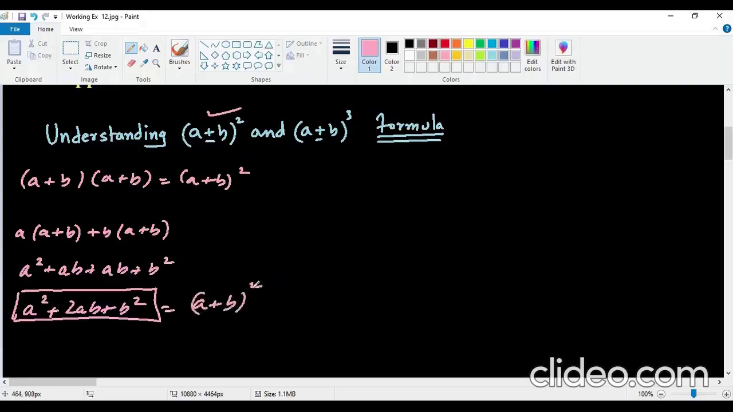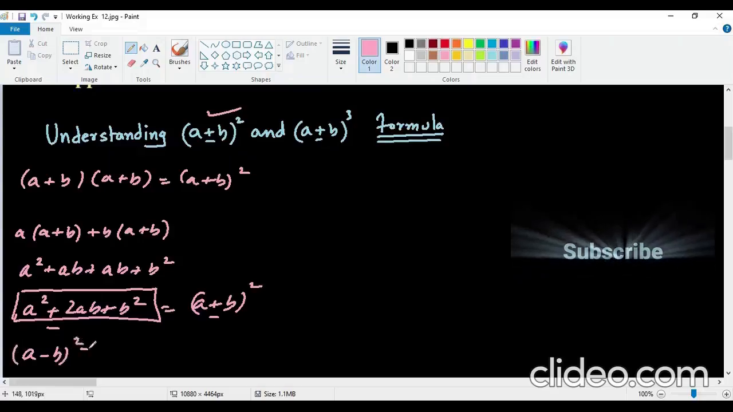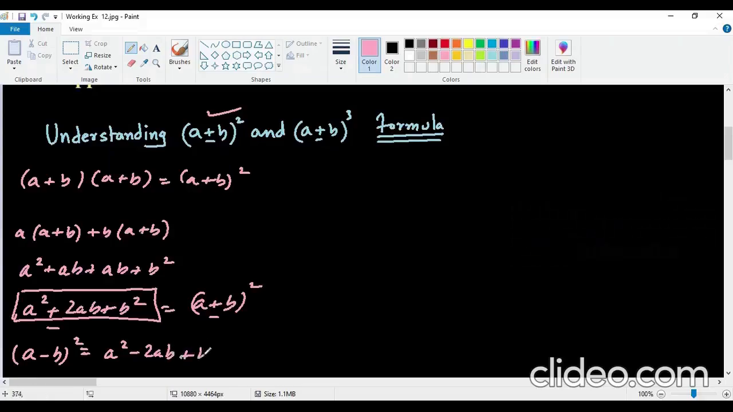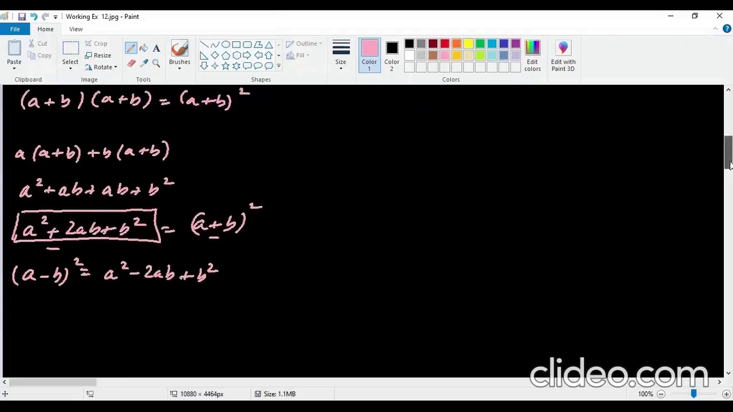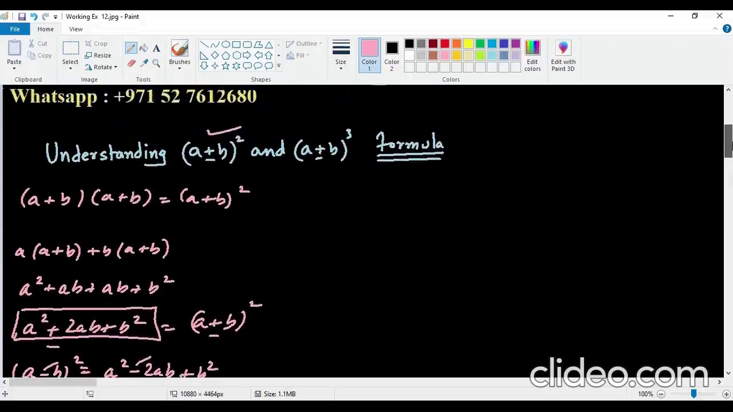And in case if you have a minus, you will write a minus here. Or in a way, I can say that a minus b whole square is going to be equals to a square minus 2ab plus b square. And in case if you have a plus sign in between, a plus b whole square is going to be a square plus 2ab plus b square. So the only difference is if you have a minus here, you will write a minus here. If you have a plus here, you will write a plus here. So this is simple.